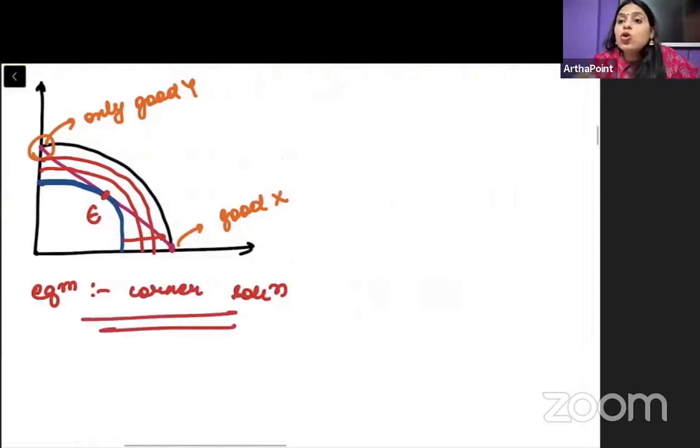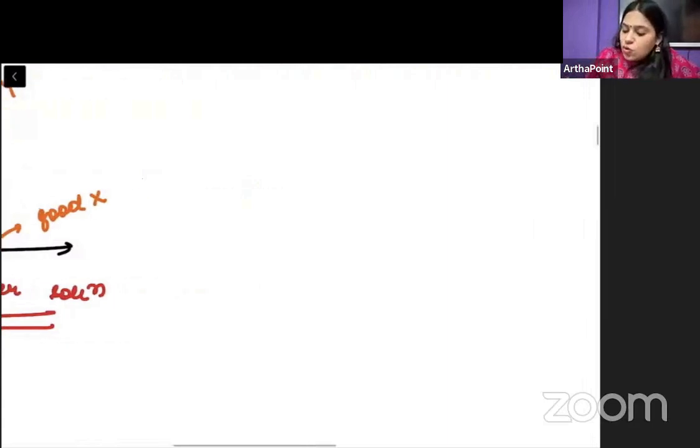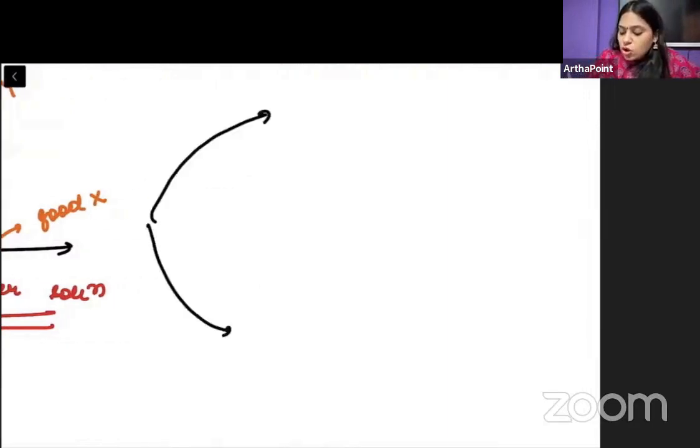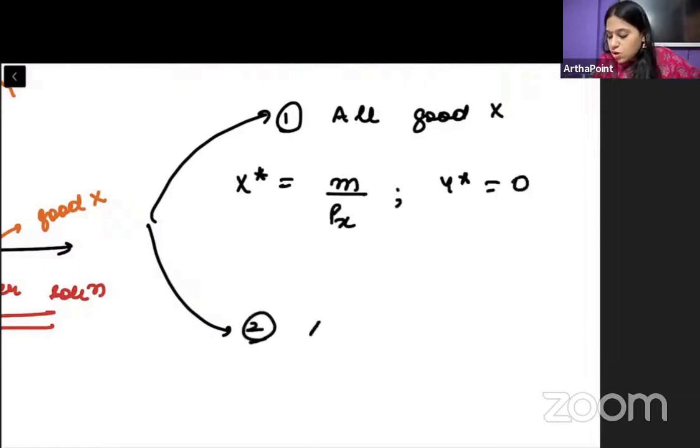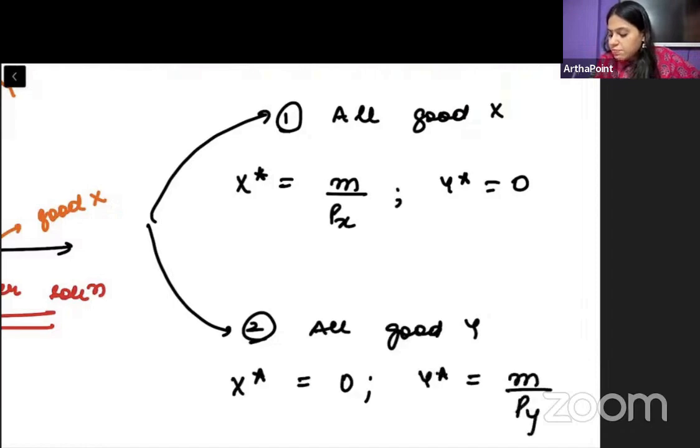So if the two goods are equal priced, the price of the two goods is exactly the same. So I will have two kinds of solutions, beta. Solution number one, I will consume all of good X. That means X star will be M by PX and Y star will be 0. Solution number two, I will consume all of good Y. That means X star will be 0 and Y star will be M by PY.